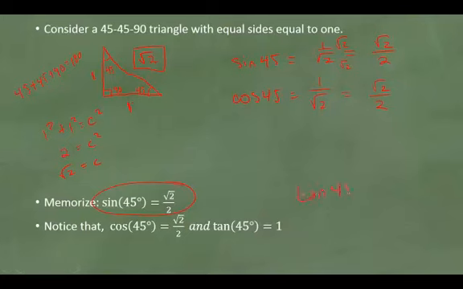Tangent 45 then has to be sine of 45 over cosine of 45. It's one thing divided by the same thing, so it has to equal 1.